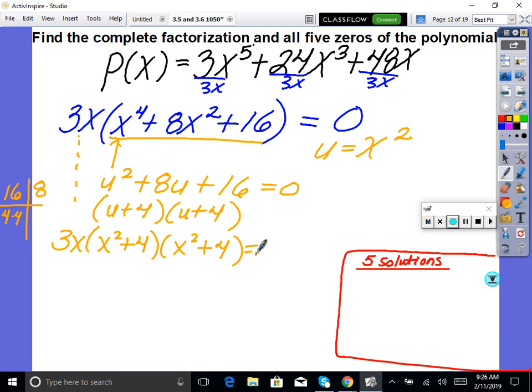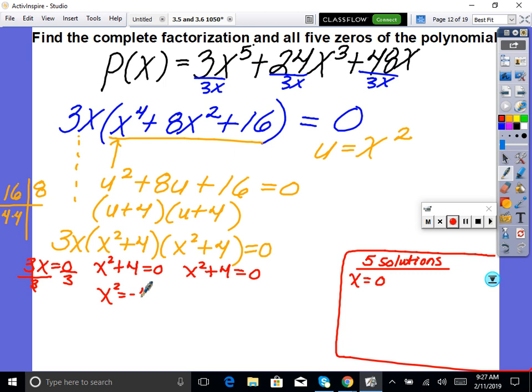Okay, so now to find my solutions, I can set each of those equal to 0. So I have 3x equals 0, x squared plus 4 equals 0, x squared plus 4 equals 0. Solving for x, divide by 3. 0 divided by 3 is 0. x equals 0. From here, we would subtract 4. x squared equals negative 4. Square root: x is equal to plus and minus 2i.